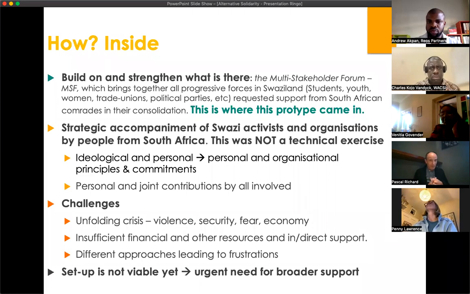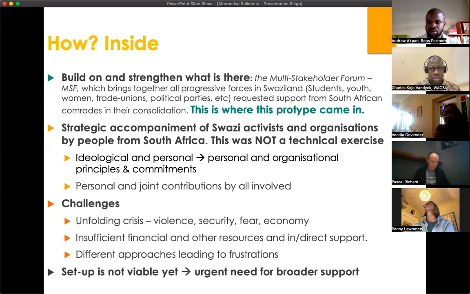Maybe I could just come in real quickly, Pascal, to say that our choice of focusing the prototyping or the support or the experiment around the multi-stakeholder forum was us actually supporting what was existing.